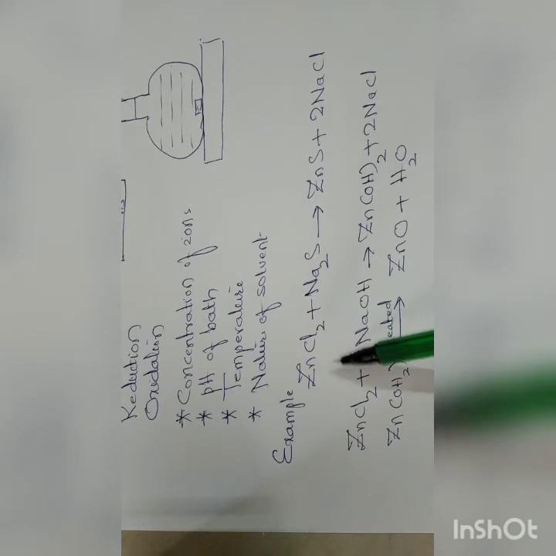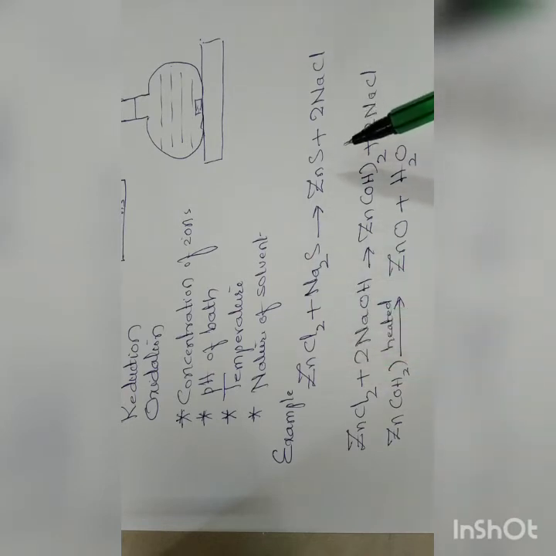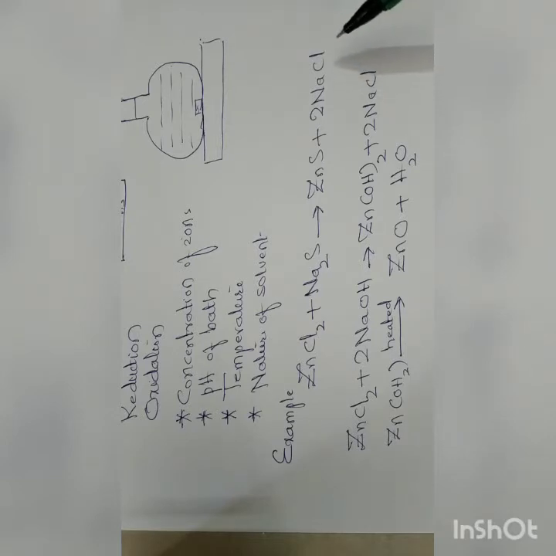When you mix these two solutions, what you see is a co-precipitation, that is zinc sulfide is formed, and as per this chemical reaction, sodium chloride is also formed. But this sodium chloride is soluble in water, therefore it will not be in the form of a solid, but it is in the form of ions Na plus and Cl minus.